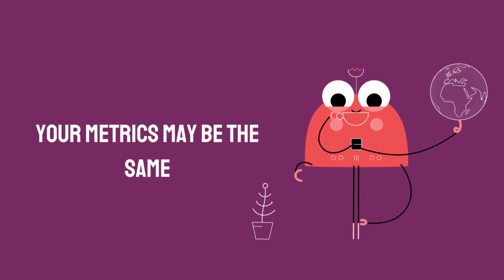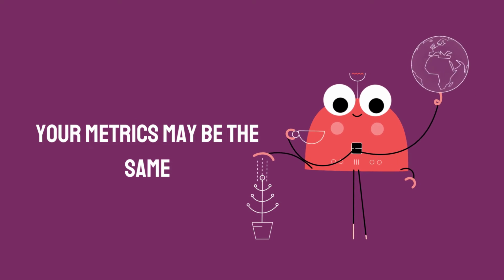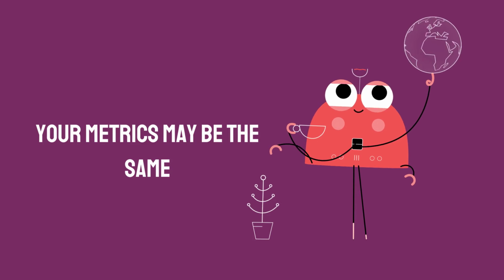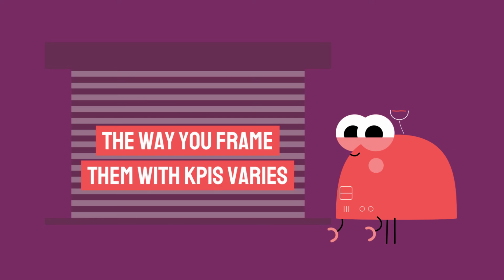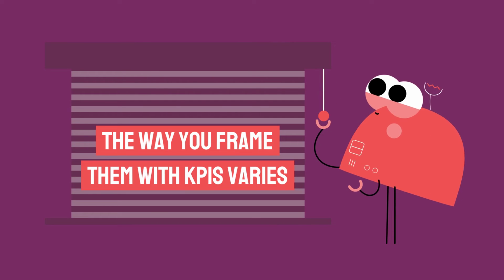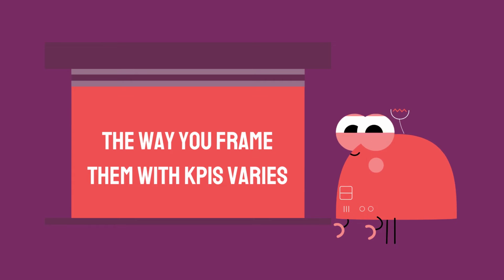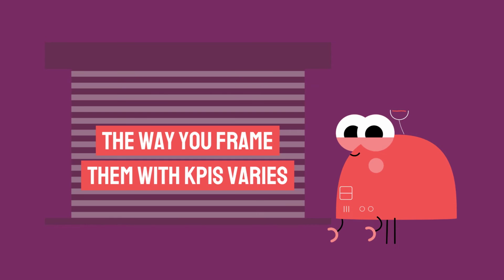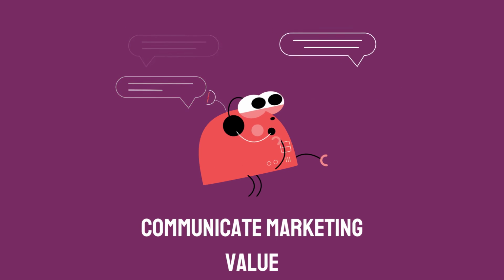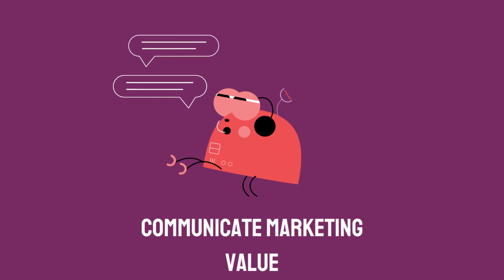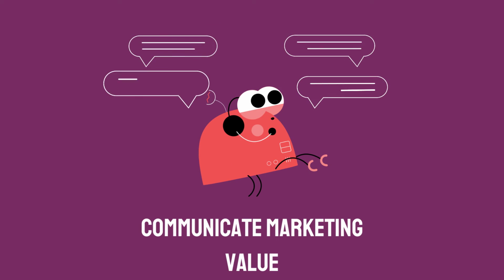Now your metrics might be the same, whether your organizational goals are profits or saving the environment or simply raising awareness of a particular situation, but the way in which you frame those metrics with your KPIs, with your key performance indicators, is what's going to vary. If your organizational goals are centered around profit, then your KPIs are going to be centered around profit, and you're going to measure how you're driving those profits. If your organizational goals are around awareness, you're going to set KPIs that center on awareness or donations or support for your organization.